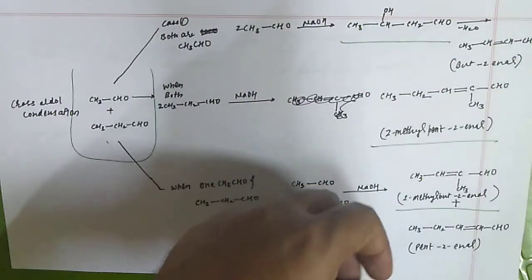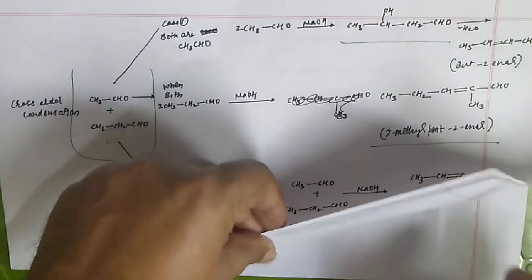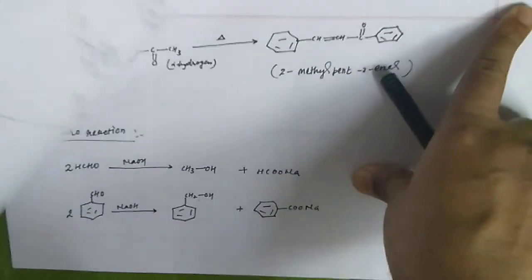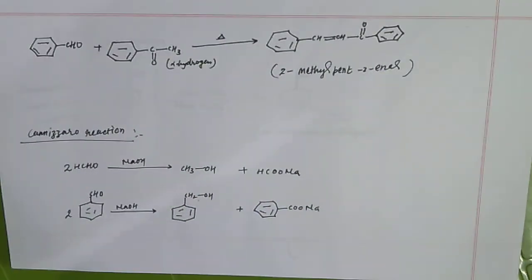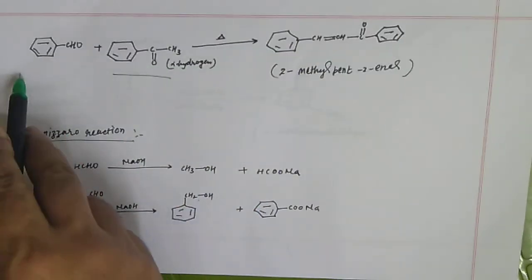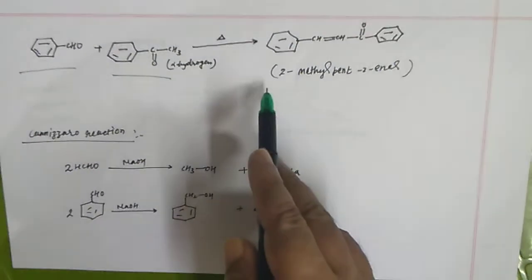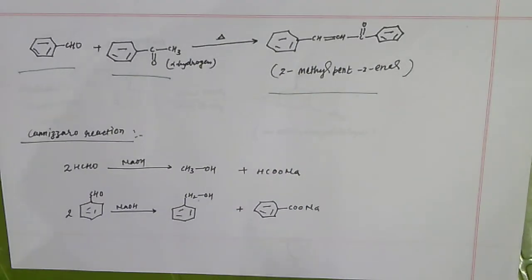Now we'll move on to another type of properties. Here we are taking aromatic aldehydes or aromatic ketones. They also undergo the aldol condensation. In this, we have taken acetophenone and another is benzaldehyde. This undergoes aldol condensation and gives the product.